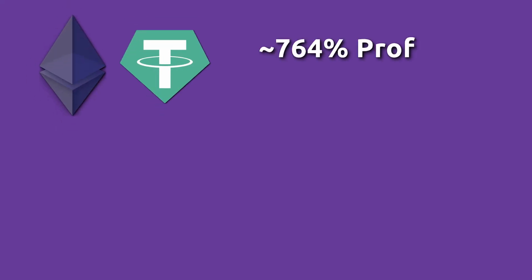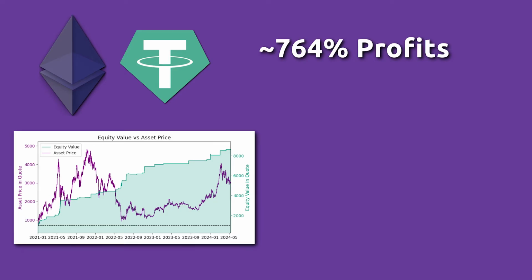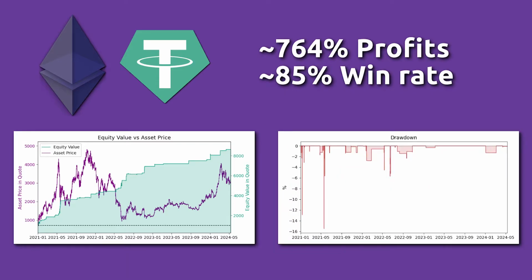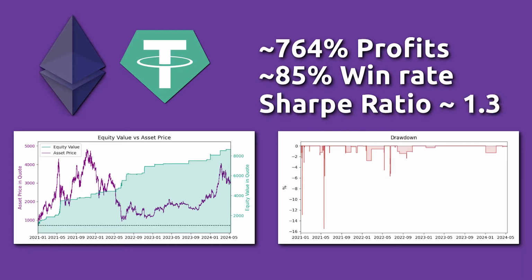Let's start easy with Ethereum and its 764% profits in just a few years. But more importantly, a very healthy equity curve, as you can see, and a stunning win rate of 85%. And all this for a maximum drawdown of only 16%. All in all, it actually gave a very attractive Sharpe ratio of 1.3.